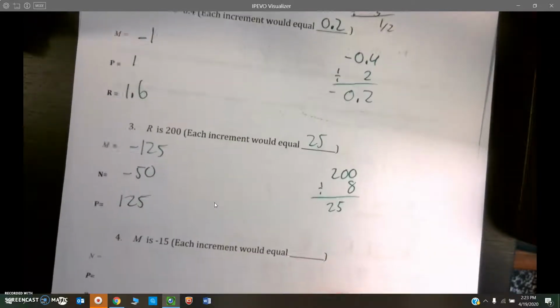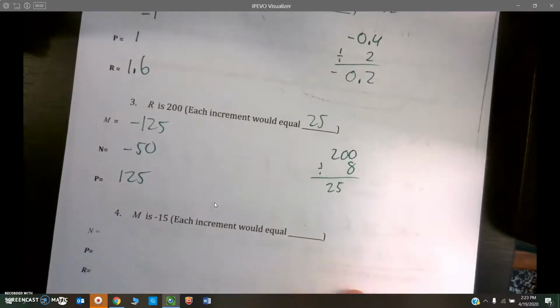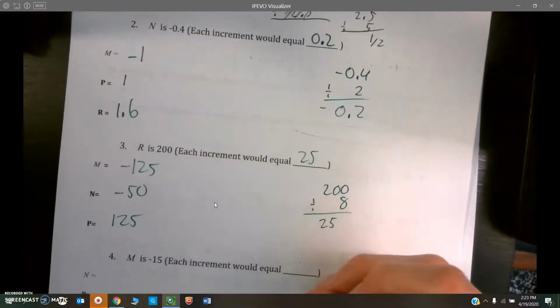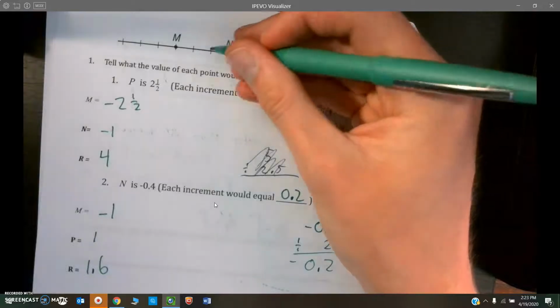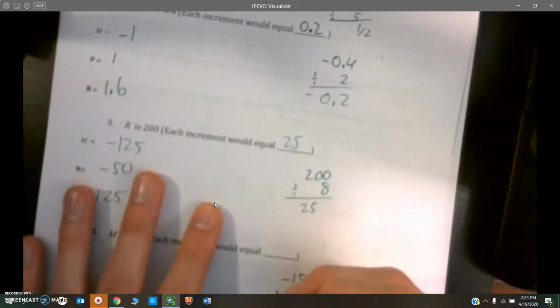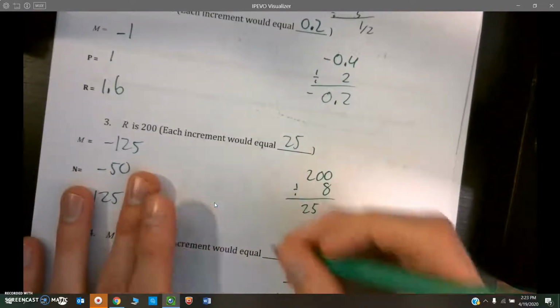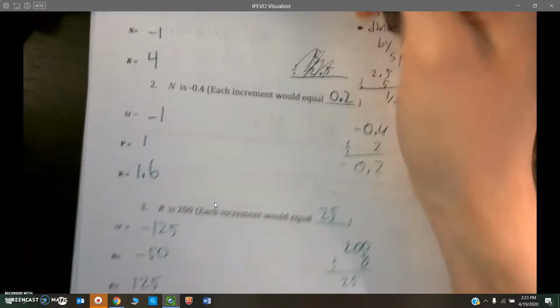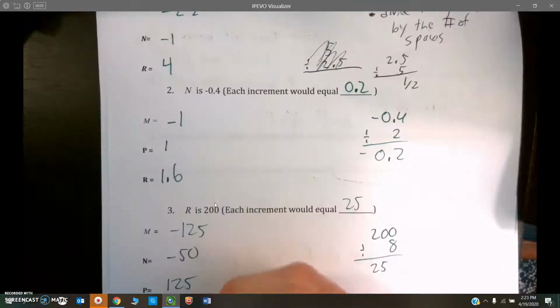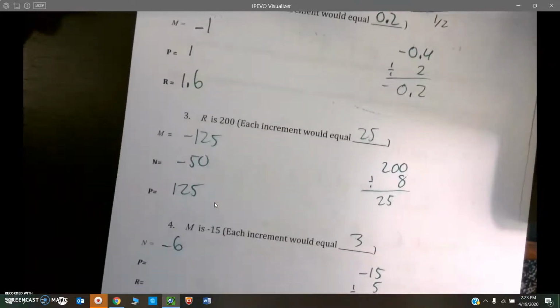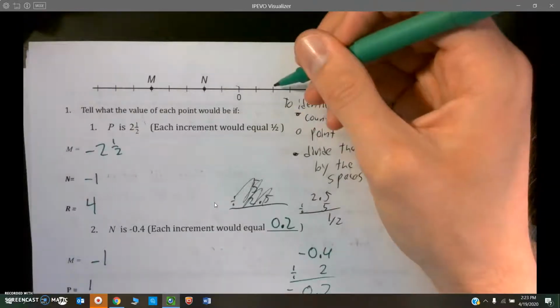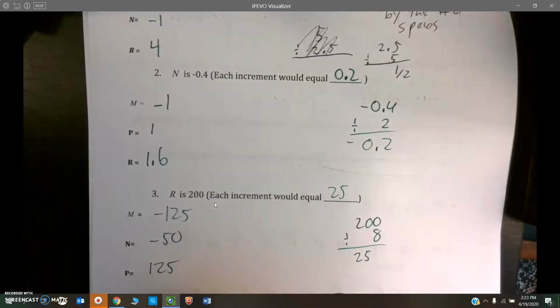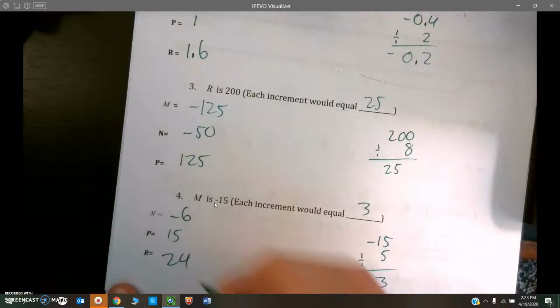And now for the final one, M is -15. Okay, so M is -15, and that is 1, 2, 3, 4, 5 spaces back. So that must mean that each increment we're counting by 3s. So then N would be -3, -6. P would be 3, 6, 9, 12, 15. And R, I know, is 8 units. And if I'm counting by 3s, then that would be 24.